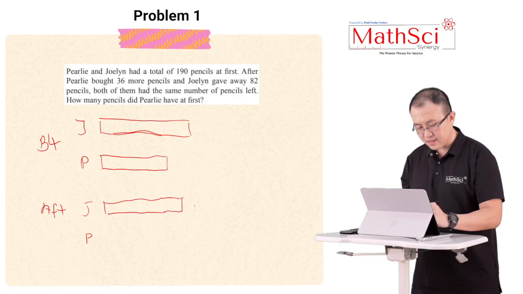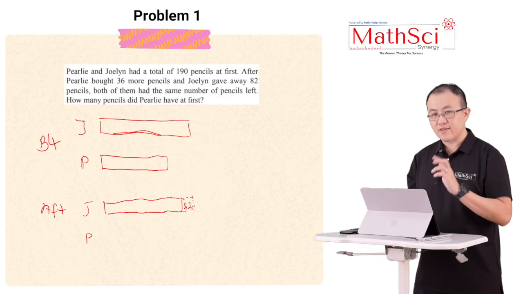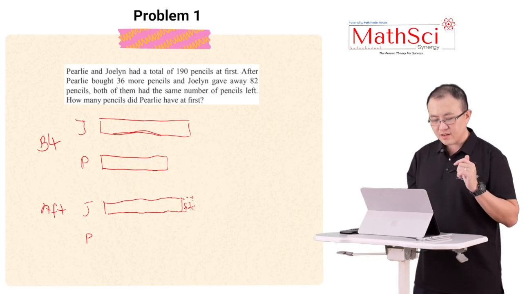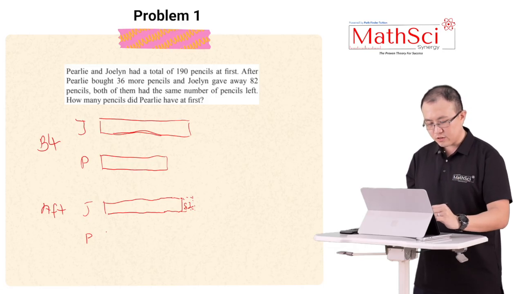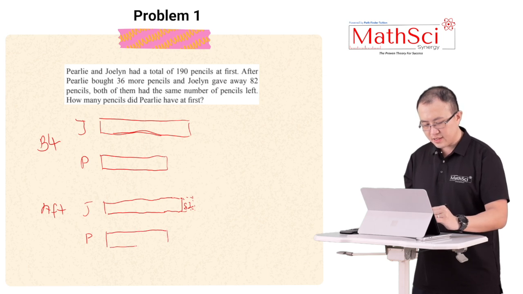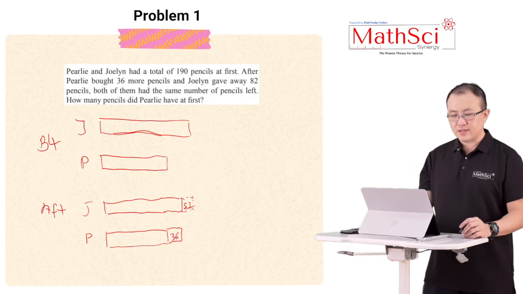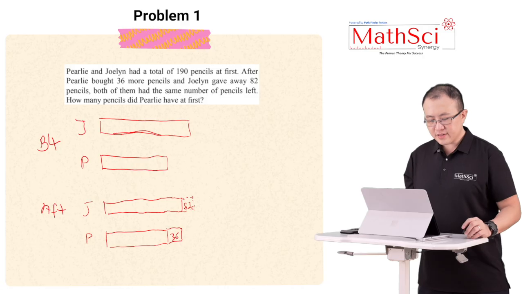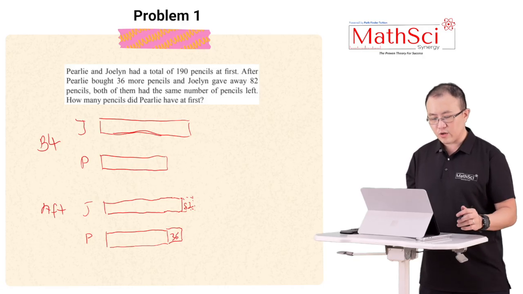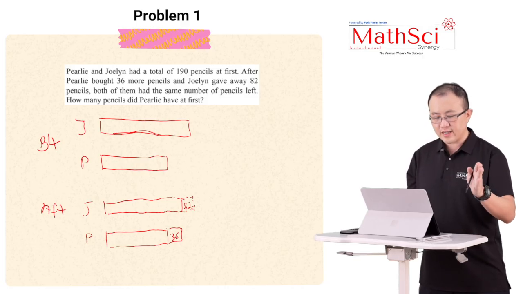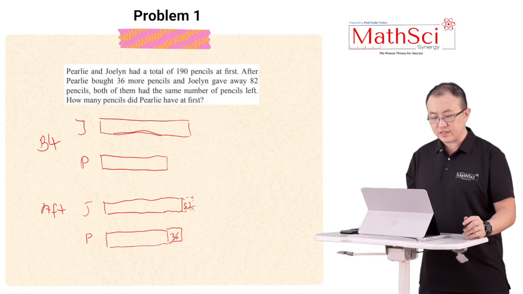Something like that. Okay, this part is actually 82. Then after that, we know that Pearline will get another 36, so I'm going to draw like that. This is the original one. Then I'm going to draw an extra box. This is actually 36. So from here, you can see that now we have equal quantity. One spent 82, one got 36, and the quantity is actually the same.